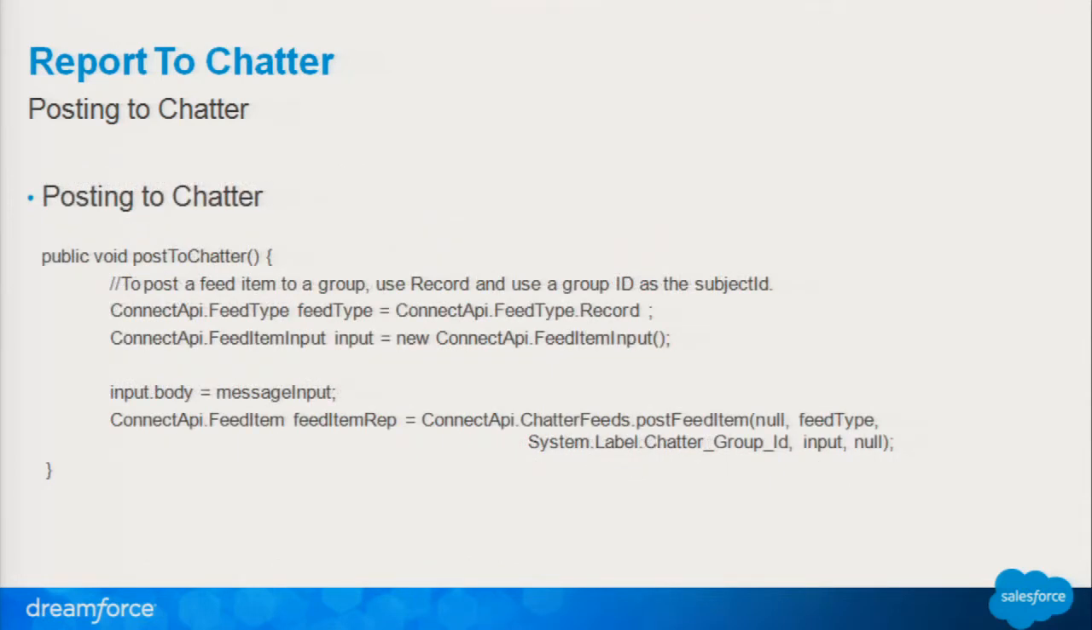The button that you saw there, which is posting to Chatter, all it's doing is calling this method, which has just four lines of code. If you look at it, it's calling postFeedItem, and it's passing in the feed type, the Chatter group ID that you want to post this to, and your input, which is the message body. So it's as simple as that, just four lines of code.